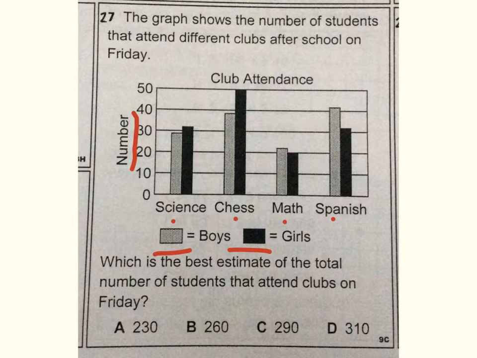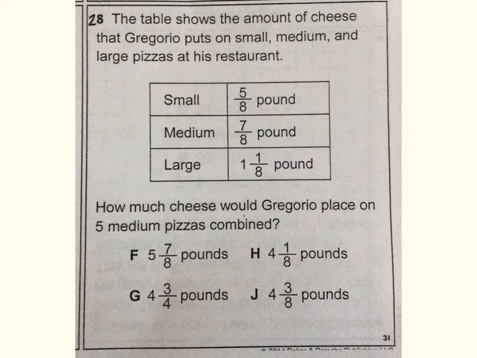Number 28. The table shows the amount of cheese that Gregorio put on small, medium, and large pizzas at his restaurant. Small, 5/8 pound. Medium, 7/8 pound. Large, 1 1/8 pound. How much cheese would Gregorio place on 5 medium pizzas combined? 5 mediums.